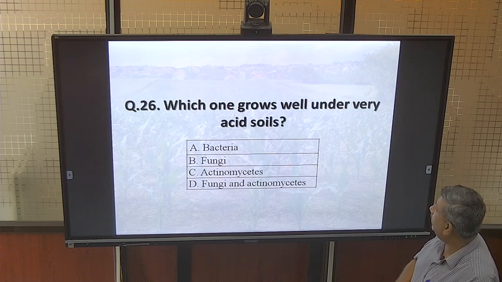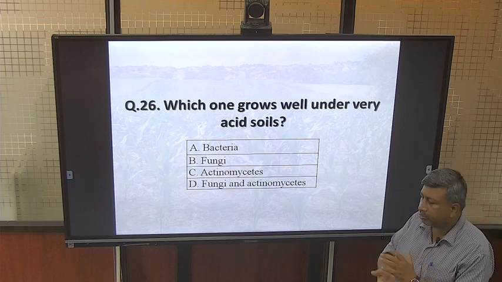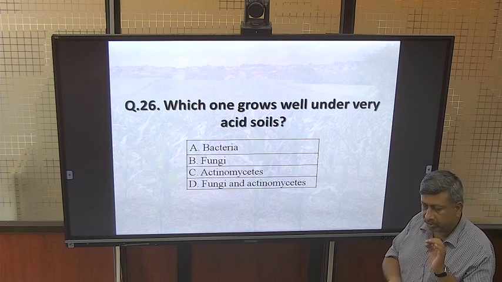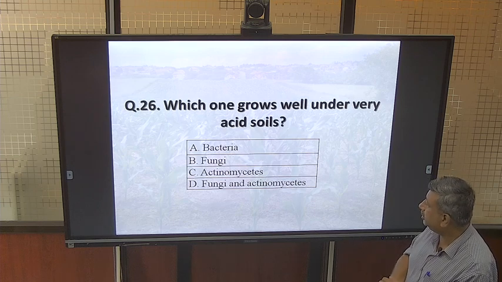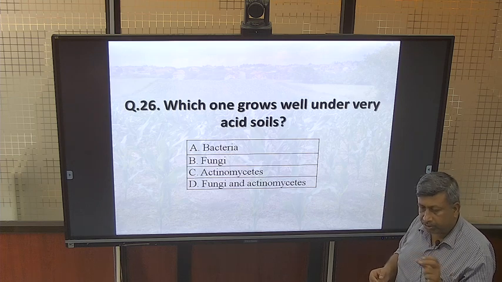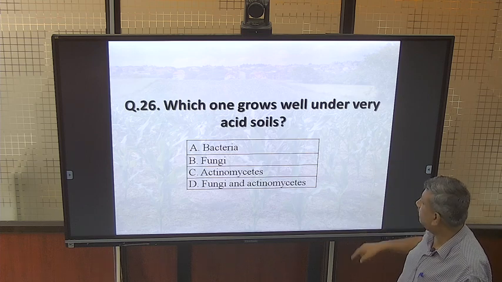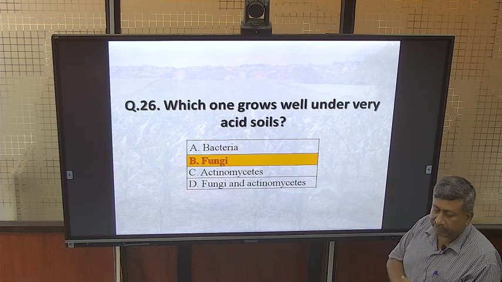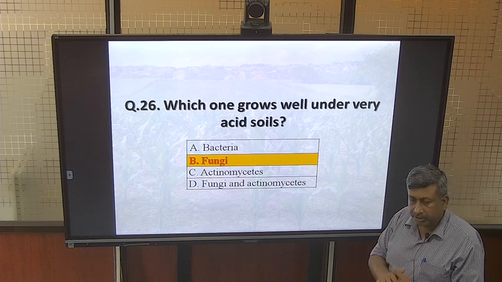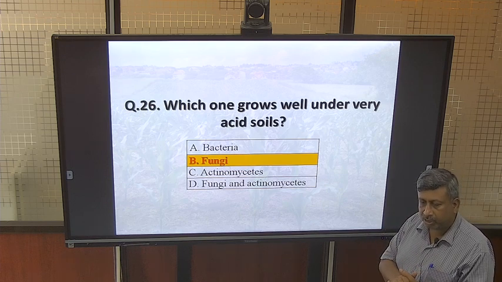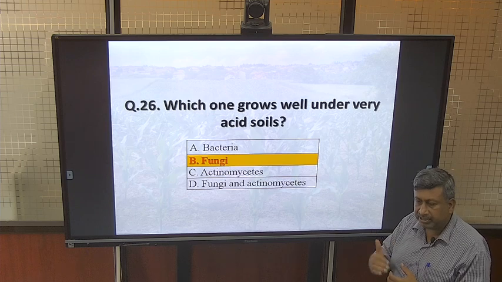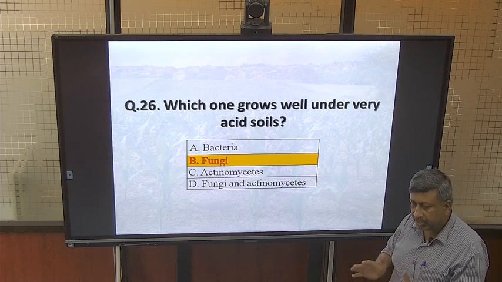Which one grows well under very acid soil? So, there are many microorganisms, and every microorganism requires a particular pH for its growth, and under acidic conditions fungi grow well, and at neutral pH bacteria, and at slightly higher pH actinomycetes. So, in this question the answer is fungi. Fungi grow well under acidic conditions. So, whenever soils are acidic and crops are subjected to fungi, we try to increase the pH so that fungal infection becomes less.